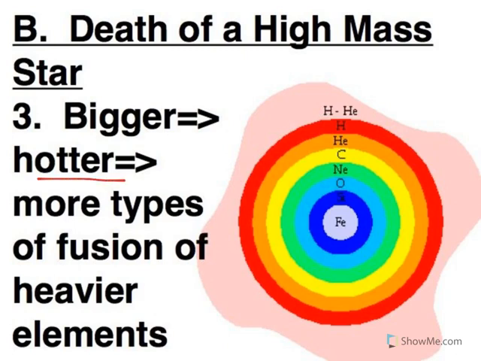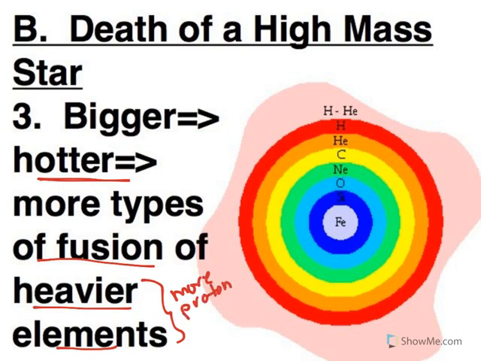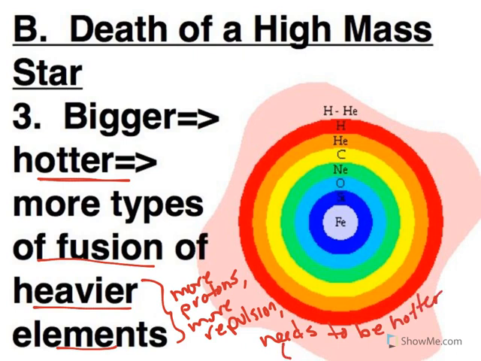So as we saw, it is hotter. So that means we can get even more and more fusion, because of course a heavier element has more protons, which means there's more repulsion, which means it needs to be hotter and moving faster in order to fuse. So our low mass stars couldn't get the elements moving fast enough for fusion past helium.